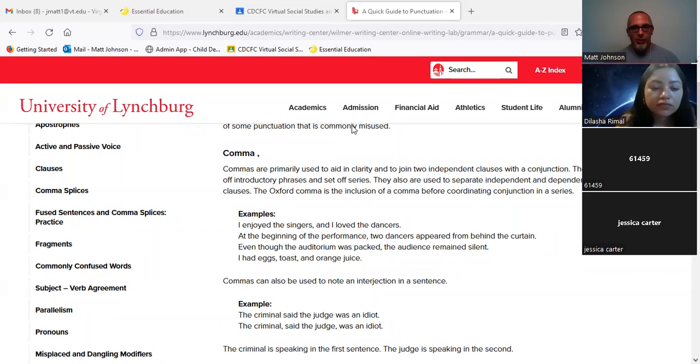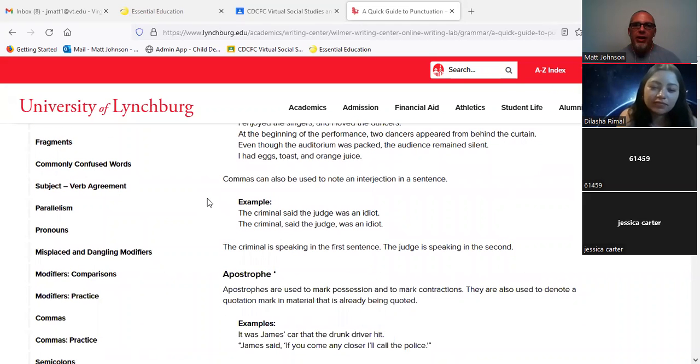That's the other thing about commas. They will change the meaning of a sentence depending on whether you have it in there or not. But here in the list, I had eggs, comma, toast, comma, and orange juice. Right, interjection. We talked about intervening phrases. It's additional information that splits up a sentence. And here, a perfect example of how a comma changes the meaning of a sentence. So the criminal said the judge was an idiot.